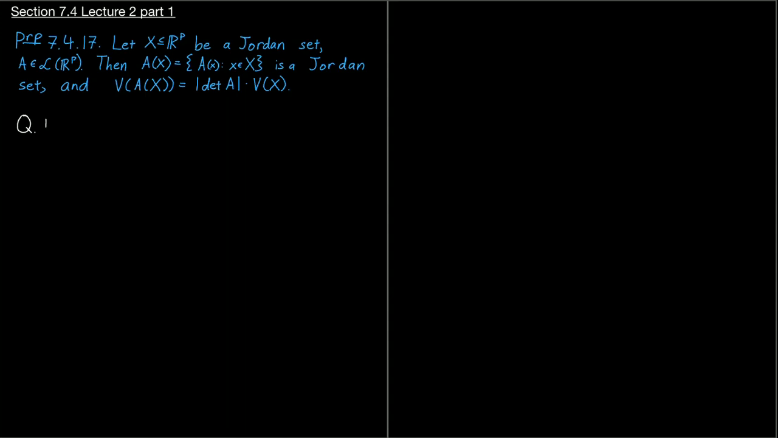So let's let X be a Jordan set, and phi is a function from X to R^p. We'll specify that X is a Jordan set in R^p. And now linear functions, that's very restrictive. So let's say continuously differentiable.